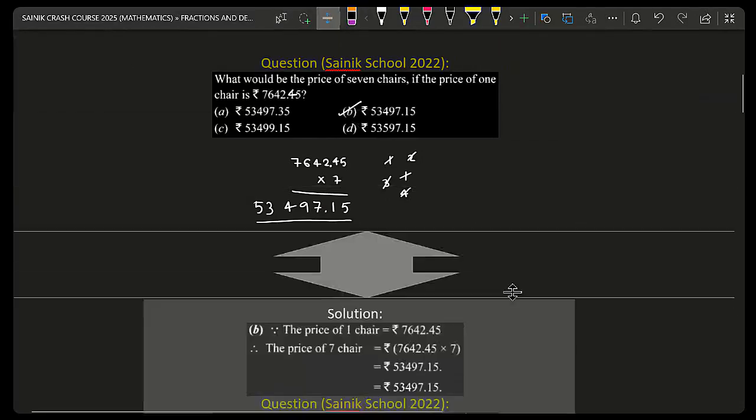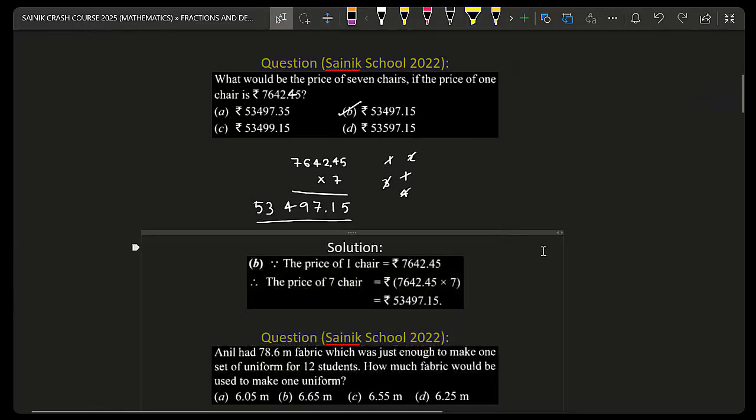There was a mistake in the question. Now we have changed it. So if you can see the next question at the bottom of your screen, you can try this question now. Anil had 78.6 meters fabric, which was just enough to make one set of uniform for 12 students. How much fabric would be used to make one uniform? Who will give the answer for this?